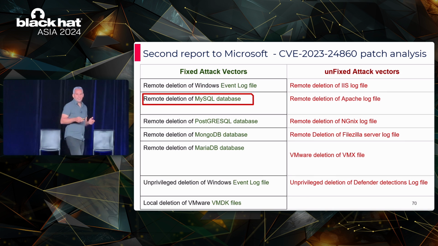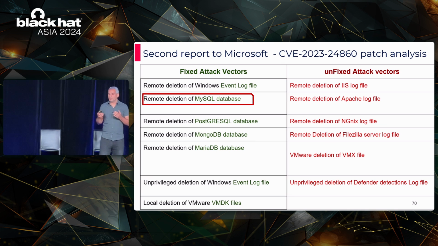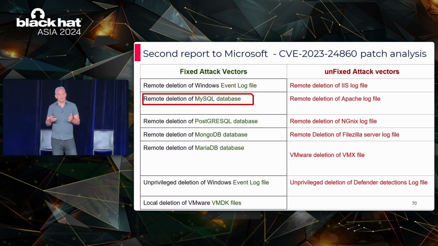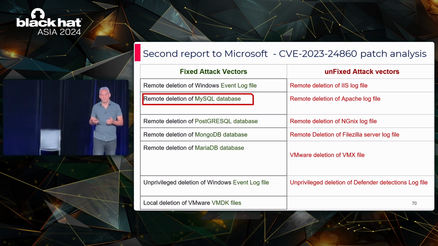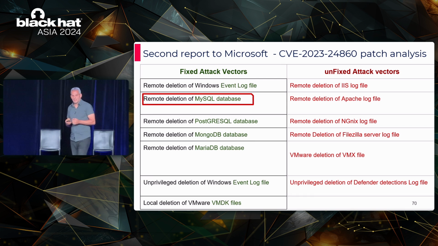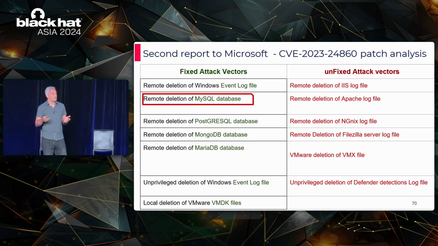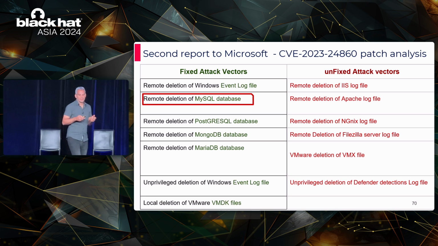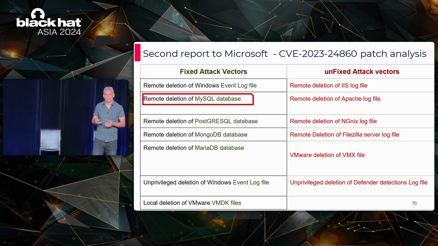After checking out each of the attack vectors we originally reported in January 2023, we were able to see that almost half of the attack vectors are still valid. So on the left is a list of attack vectors that were fixed, and on the right is a list of attack vectors that were not fixed by the patch.